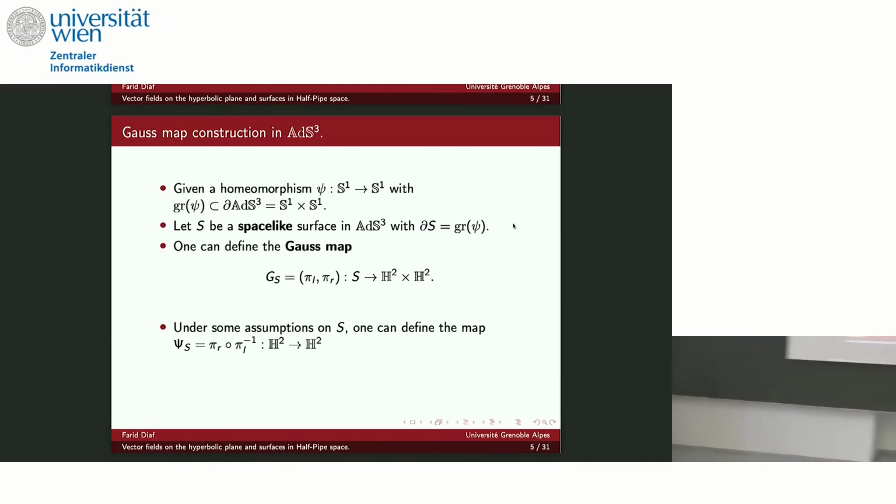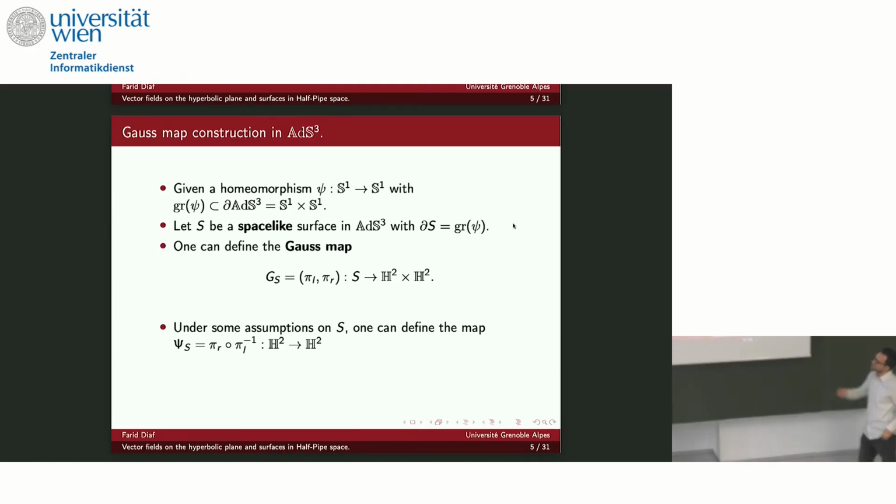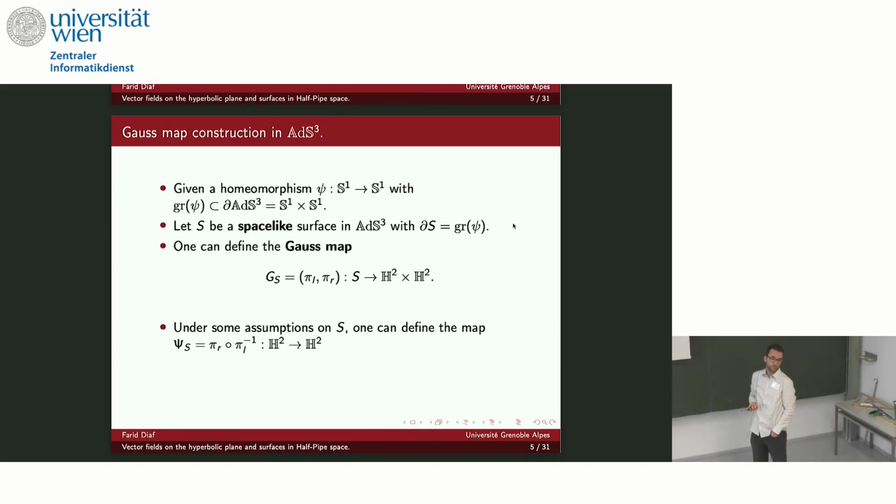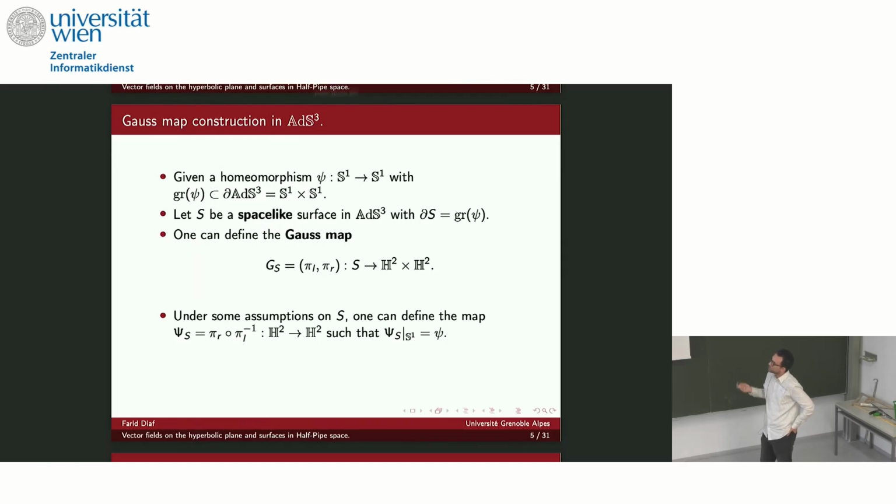And there's some condition that these two projections, these two factors, are bijective. And so I can define this map, which I call psi S, which is PR composed with the inverse of PL. This map is a map from H2 to H2. And it turns out that if we are lucky, then this map extends to your starting homeomorphism psi. So this is a way to get an extension. And basically, the game is that a surface of good geometric property will be translated to an extension of good property.